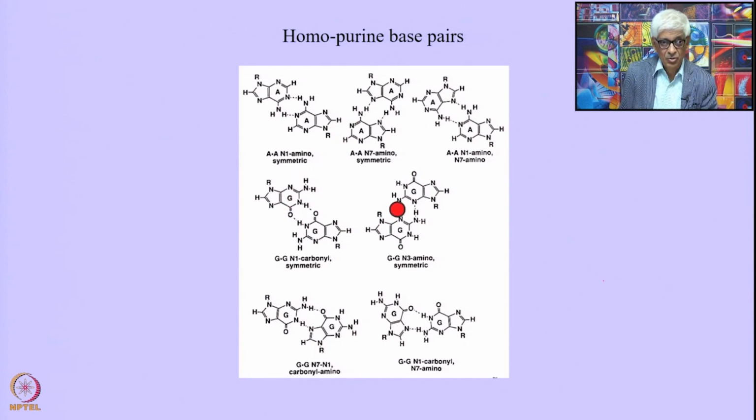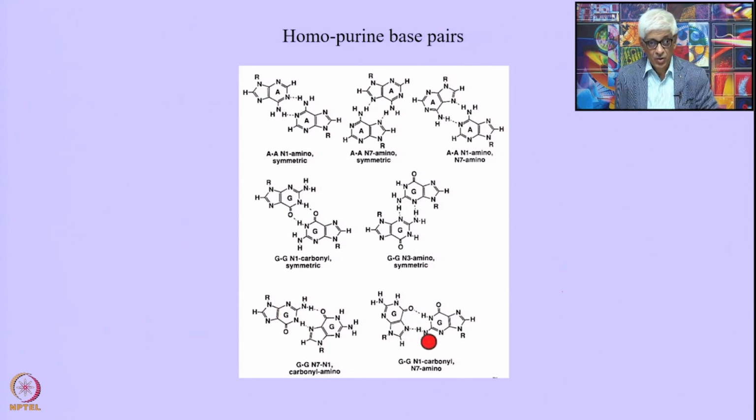And what happens here? Now this is GG N3 amino symmetric. Here it is NHN hydrogen bonds, amino to the N3 position; this is the N3 position. In the previous case N1 position was used, here we are using the N3 position and N3 to this amino proton, GG N3 amino symmetric hydrogen bond. And the last one is GG N7 N1 carbonyl amino. So N7, that is this one, is the NHN hydrogen bond here to the N1, and the amino is hydrogen bonded to the oxygen here. So you have here one NHO hydrogen bond and one NHN hydrogen bond.